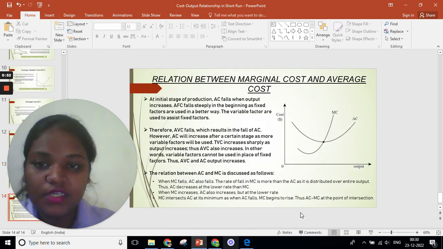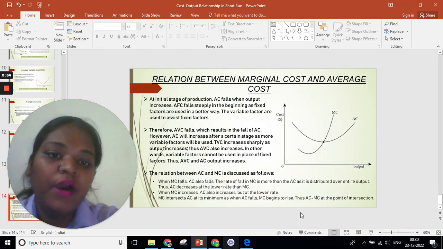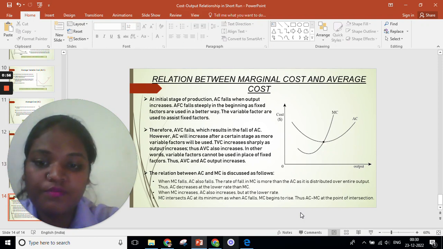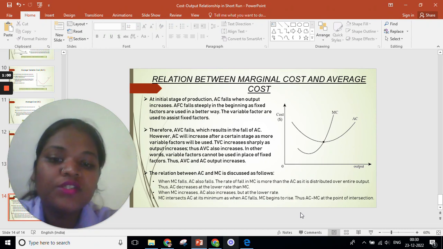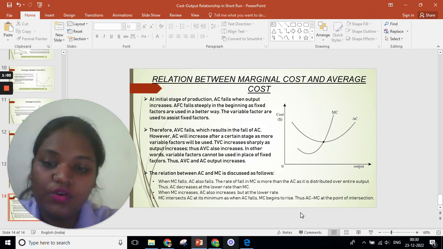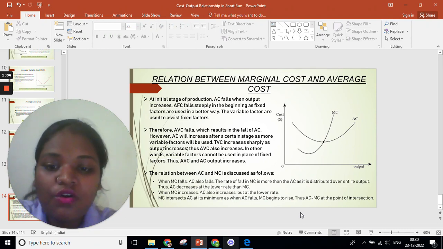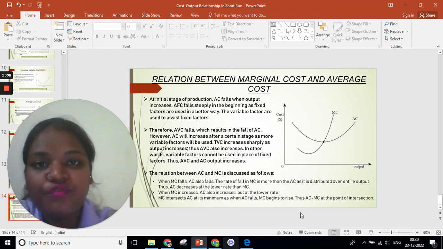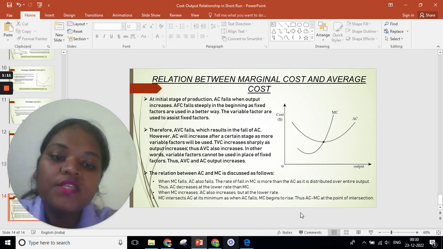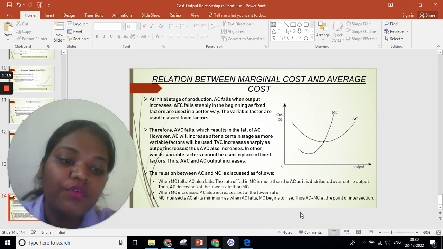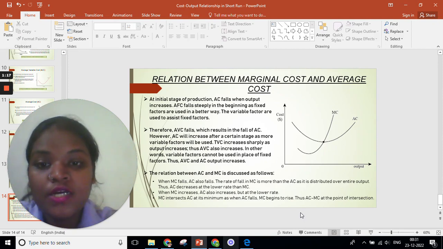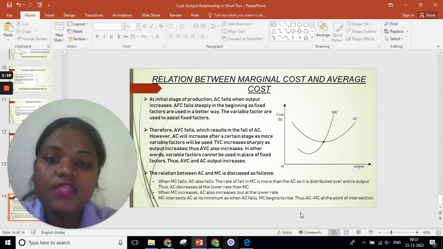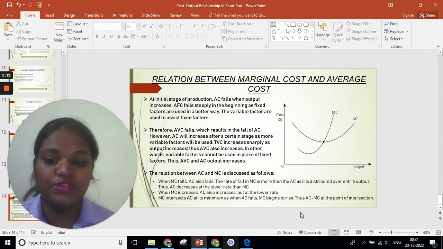The next one is the relationship between marginal cost and average cost. The relationship between average cost and marginal cost is discussed as follows. When marginal cost falls, average cost also falls. The rate of fall in marginal cost is more than that of average cost, as average cost is distributed over the entire output. Thus, average cost decreases at a lower rate than marginal cost.